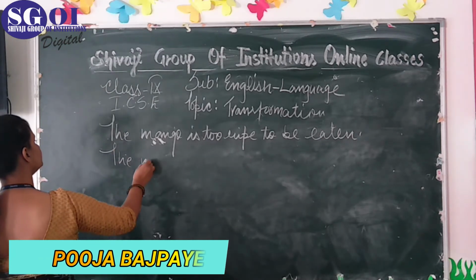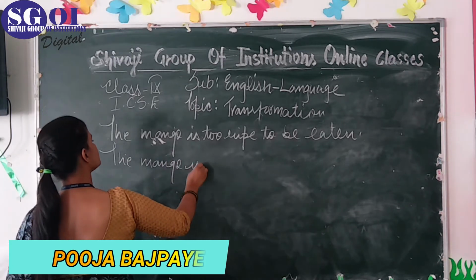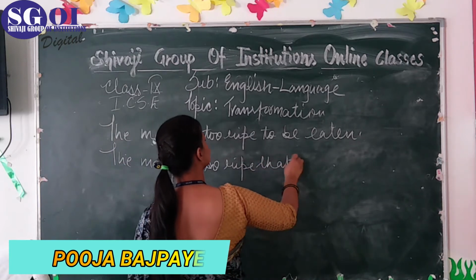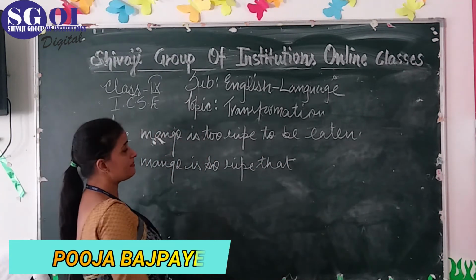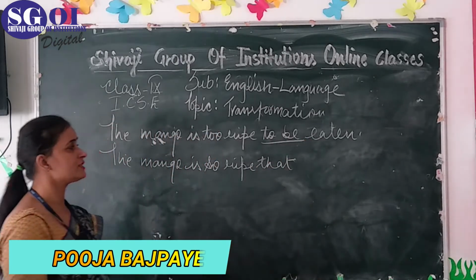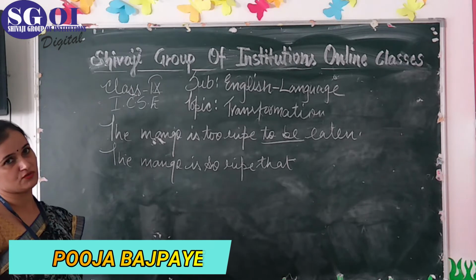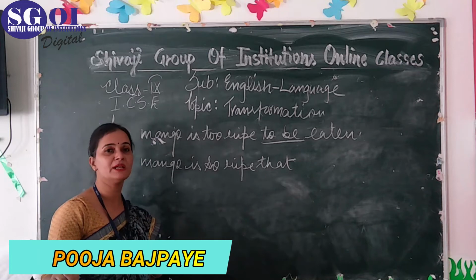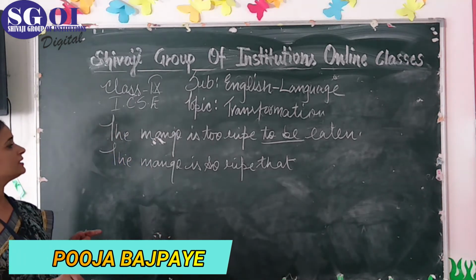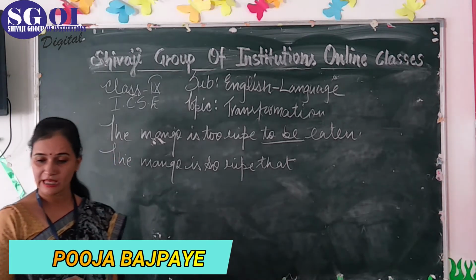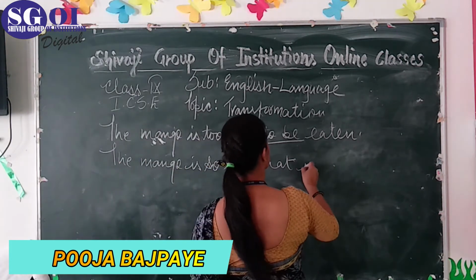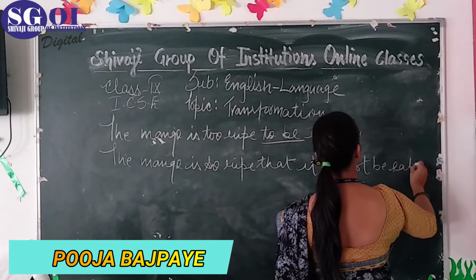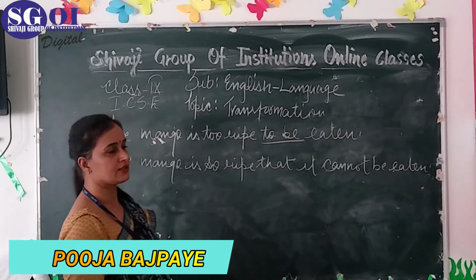The mango is so ripe that... The sentence is written in passive form. 'To be eaten'. If it were 'to eat', it would be active voice form. But here it is written 'to be eaten', which means it is given in passive voice form. So how will you change it? The mango is so ripe that it cannot be eaten.